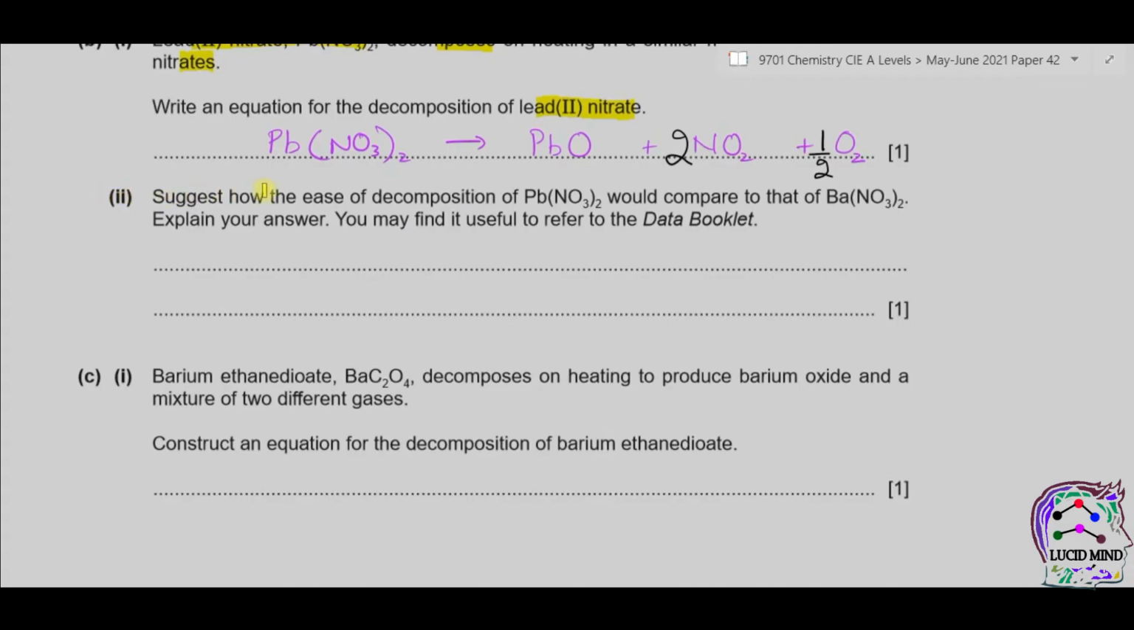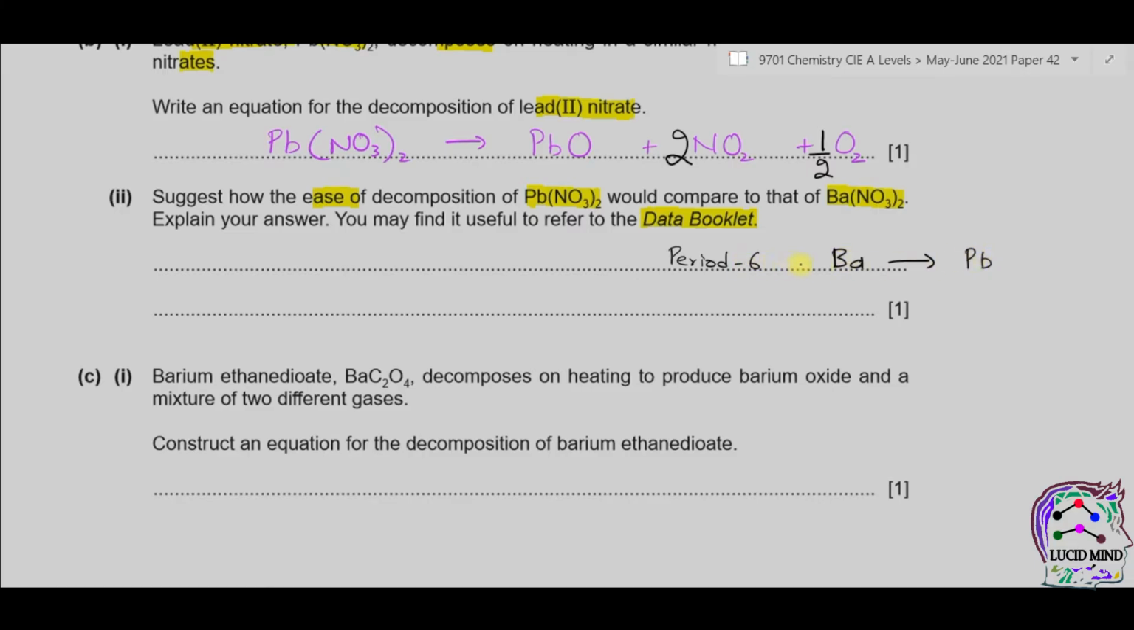Part 2 suggests how the ease of decomposition of lead nitrate would compare to that of barium nitrate. Explain your answer. You may find it useful to refer to the data booklet. Both are nitrates and different elements are there. One is lead and one is barium. From periodic table we can see that both barium and lead are present in period 6. Barium is in group 2 and lead is further in period 6.